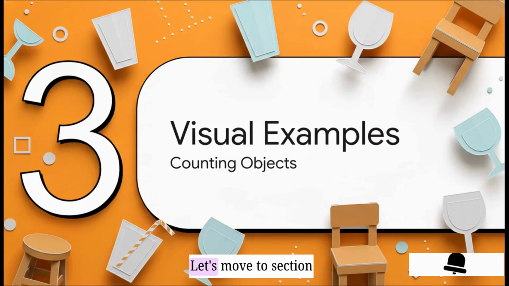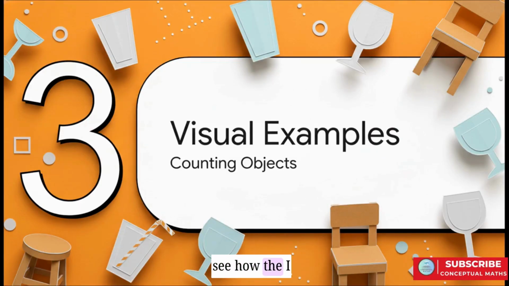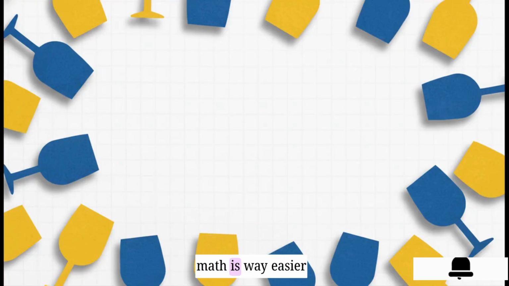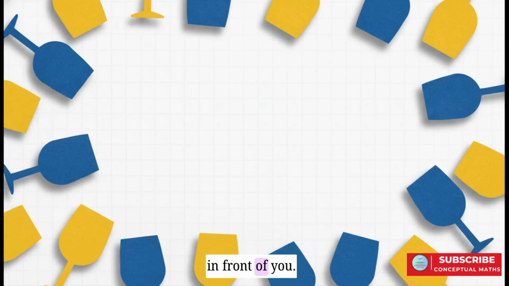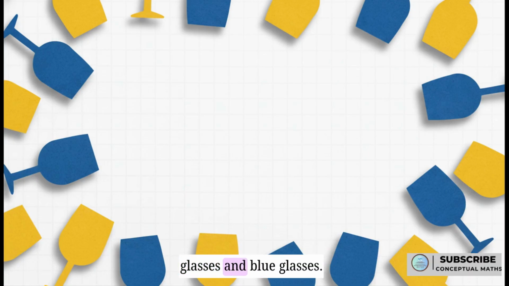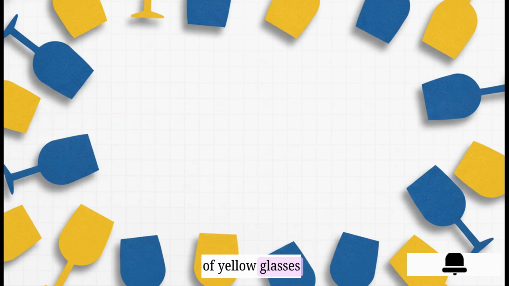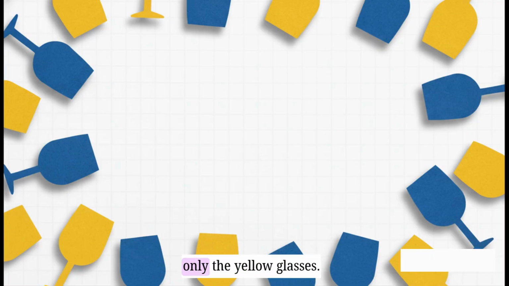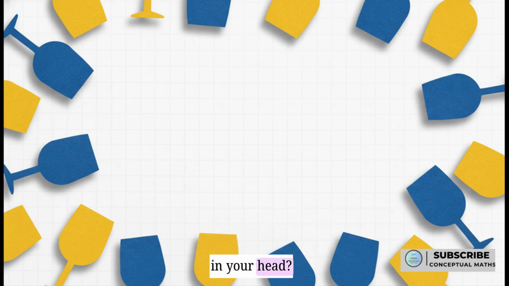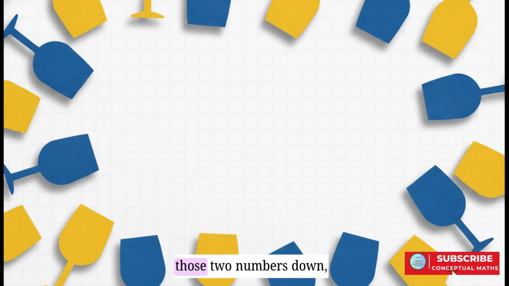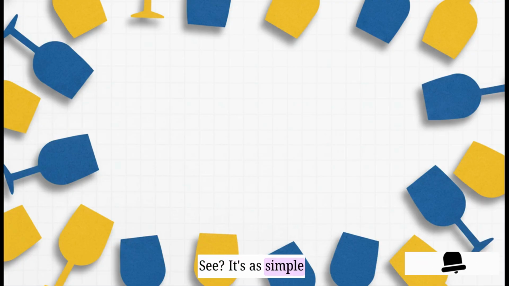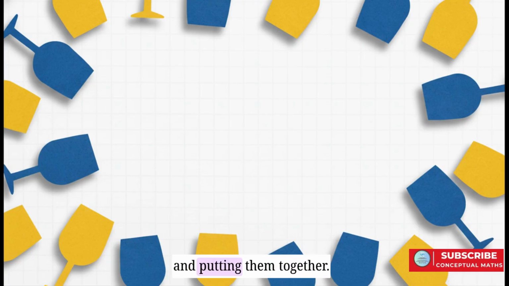Let's move to Section 3 and see how this builds with some visual examples, counting objects like glasses and chairs. I always say math is way easier when you can actually see it right in front of you. So here we've got a mix of yellow glasses and blue glasses. To find the ratio of yellow glasses to blue glasses, you've just got to be systematic. First, carefully scan and count only the yellow glasses. Got that number in your head? Great. Next up, you count only the blue glasses. Finally, you just write those two numbers down, separated by our colon symbol. Yellow, colon, blue. See? It's as simple as counting one group, counting the second group, and putting them together.